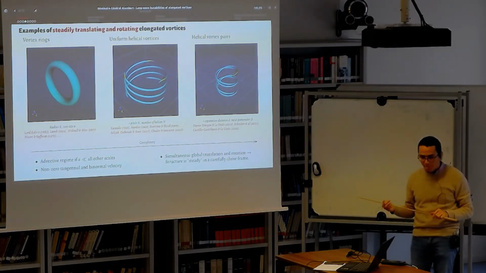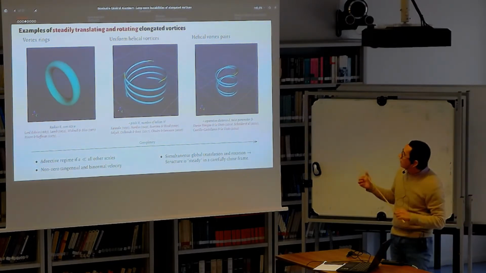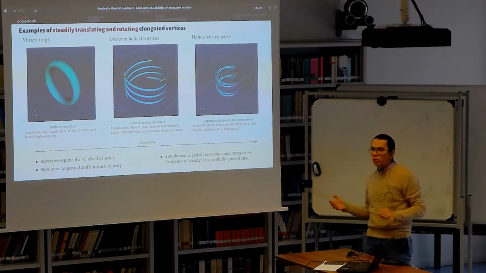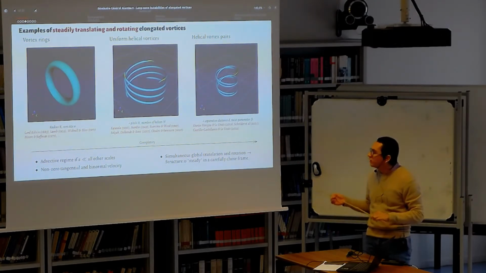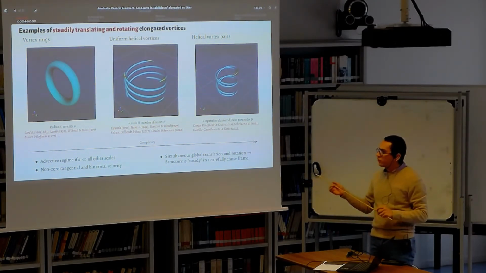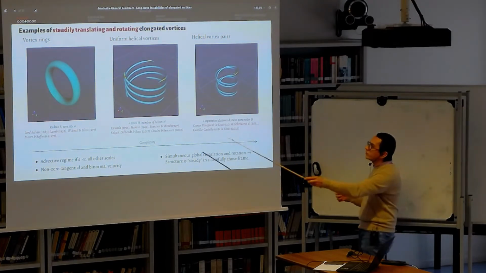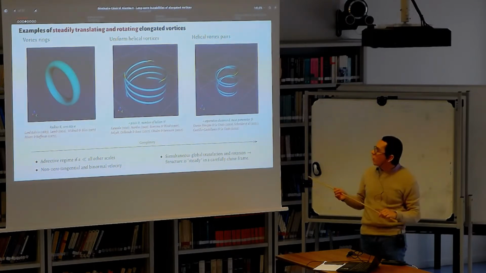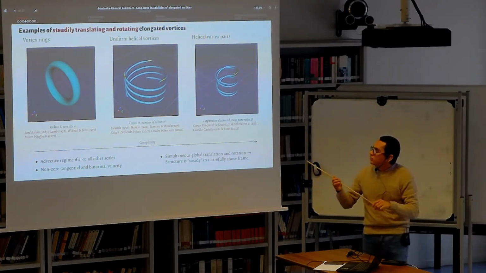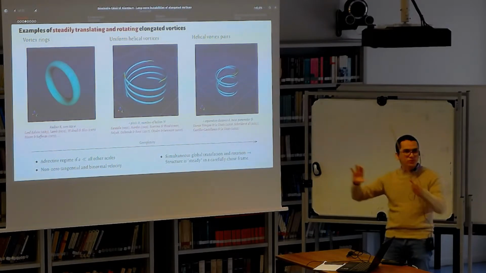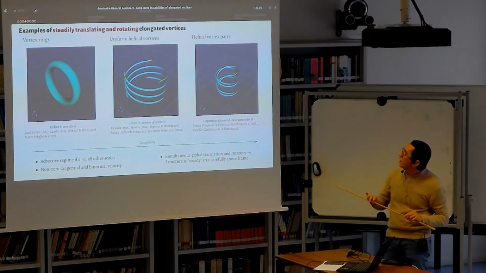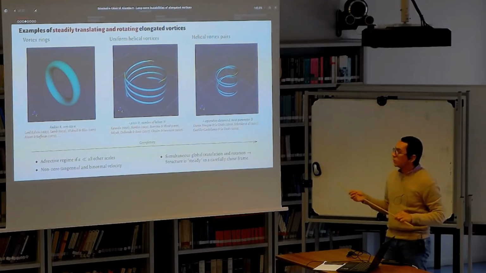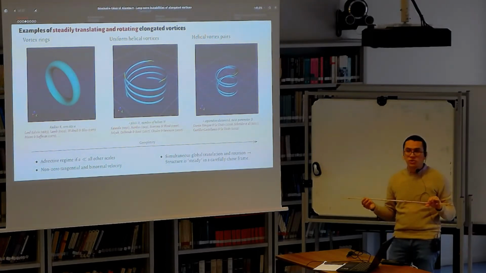Okay, so if the core size a is smaller than the other relevant scales in this problem, then we find ourselves in what is known as the advective regime, where all of these structures are going to move because of their induced velocity, but they do it in a way that you have a global translation in the case of the ring, and a global translation and a rotation of the helices, but the structures themselves are not going to change shape.